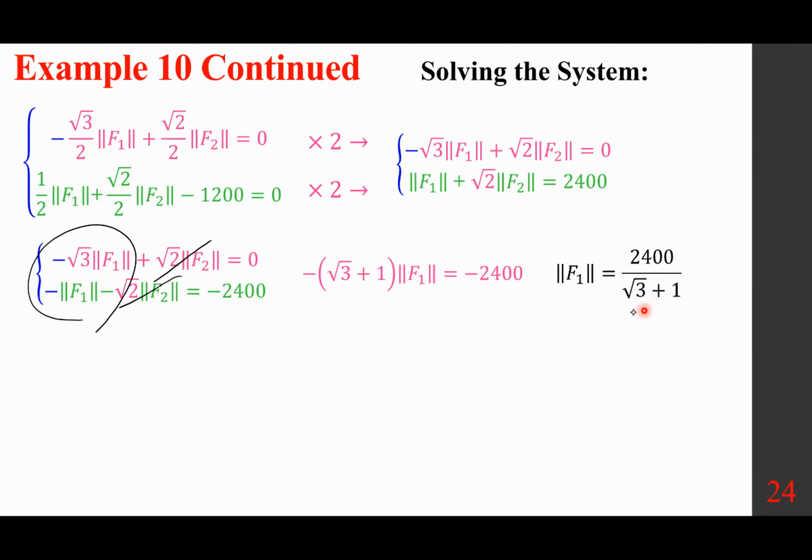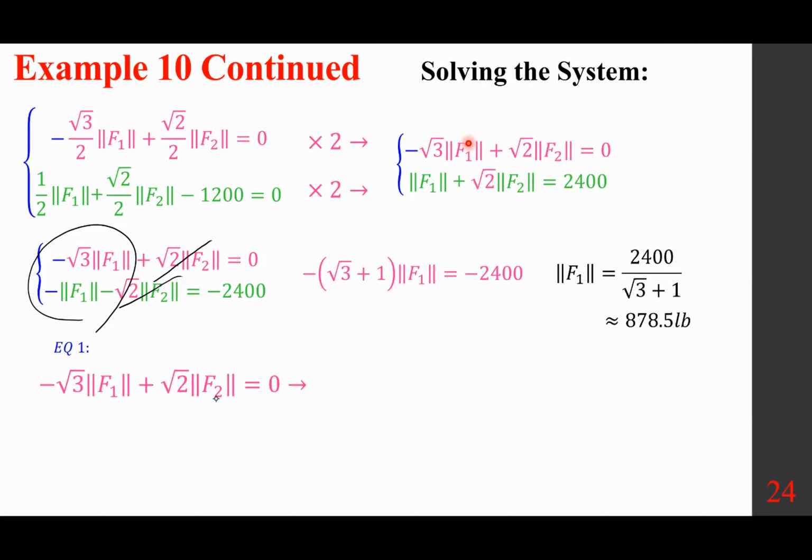At this point, square root of 3 is about 1.71. You use a calculator, you end up with the number that we had in the previous page, 878.5 pounds. Now we're going to go back to one of the original equations. The first one, this is the simplified version. So into this one, equation 1, I'm going to replace the magnitude of f1 and come up with the answer.